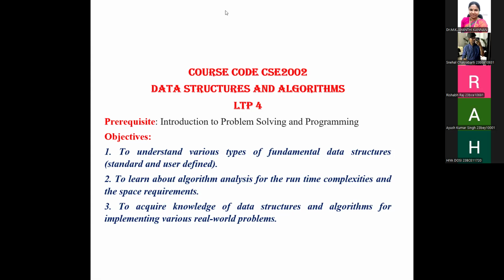Can you list out some few user-defined data types? Strings, integers. Yeah.